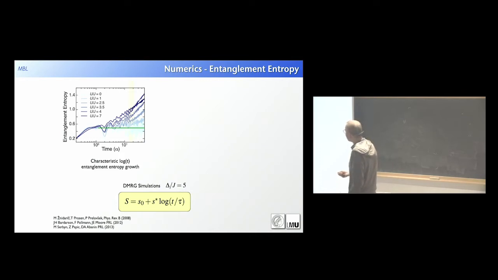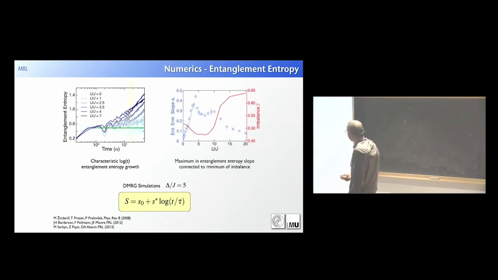You can also, interestingly, compare this W to numerical results, and you heard about the logarithmic growth of the entanglement entropy. It turns out that this minimum in the imbalance that I showed you before, which we can measure in the experiment, corresponds very nicely to the maximum in the slope of the growth of the entanglement entropy. We can do this for different interaction strengths in the system. We get different slopes for the log t growth of the entanglement entropy, and this is just the opposite of what we see in the imbalance.